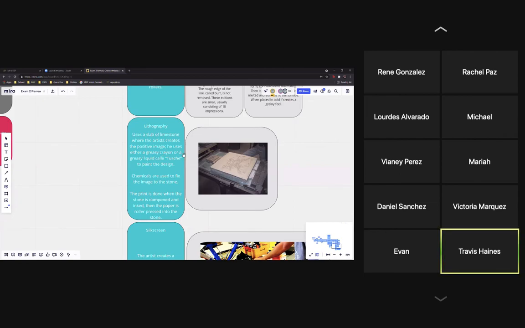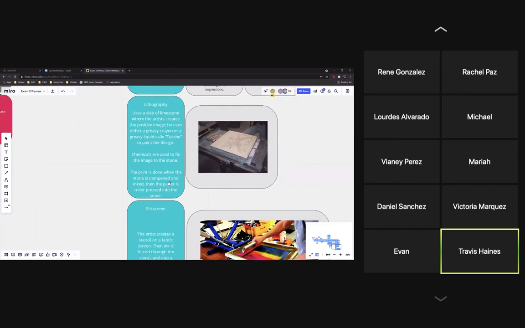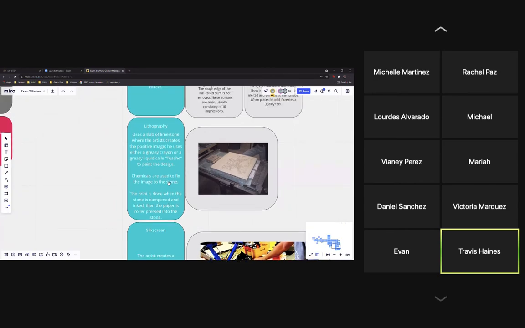Yes. Okay. Lithography uses a slab of limestone where the artist creates a positive image. He uses either a greasy crayon or a greasy liquid called tusche. I don't even know how to say that. I'm sorry. To paint the design. Chemicals are used to fix the image to the stone. The print is done when the stone is dampened and inked. Then the paper is roller pressed into the stone.